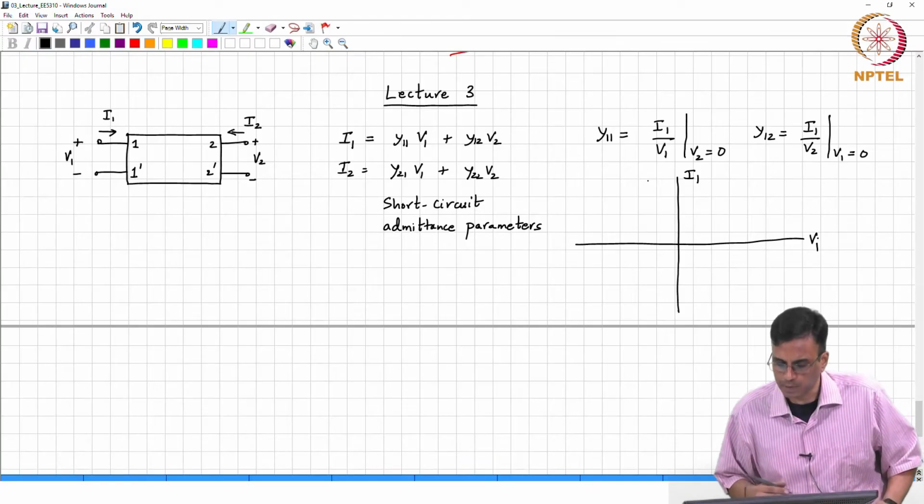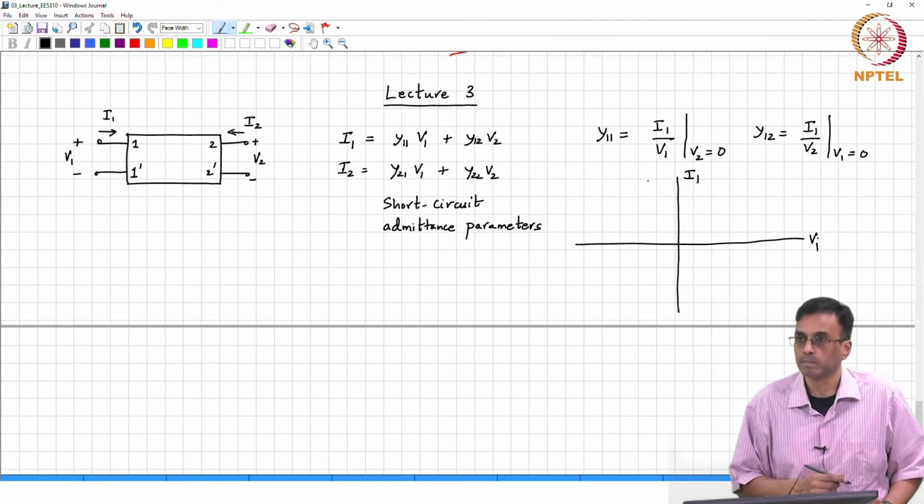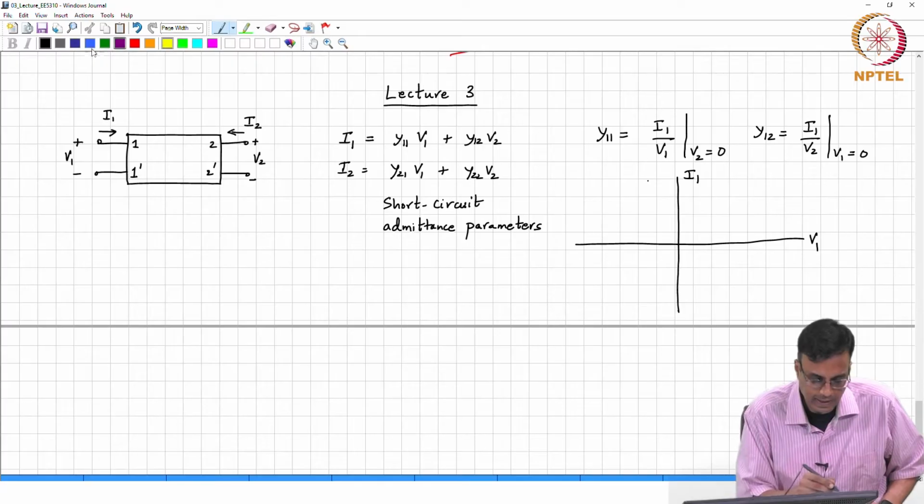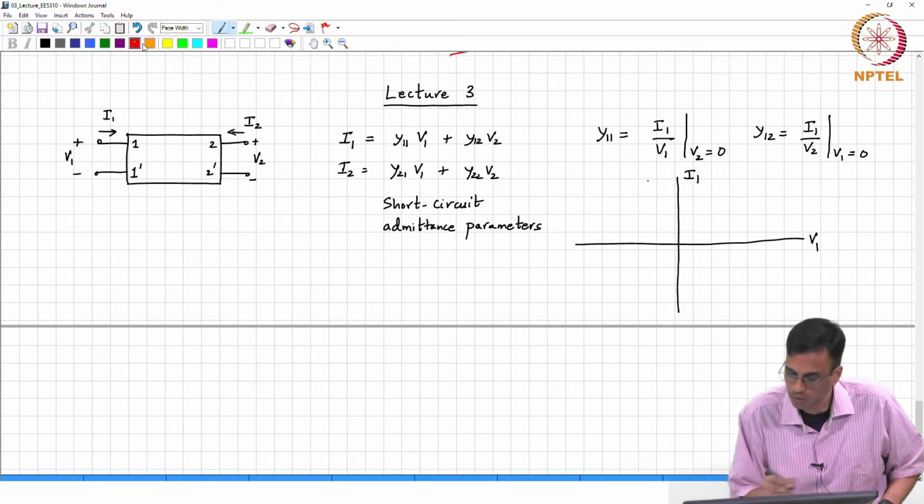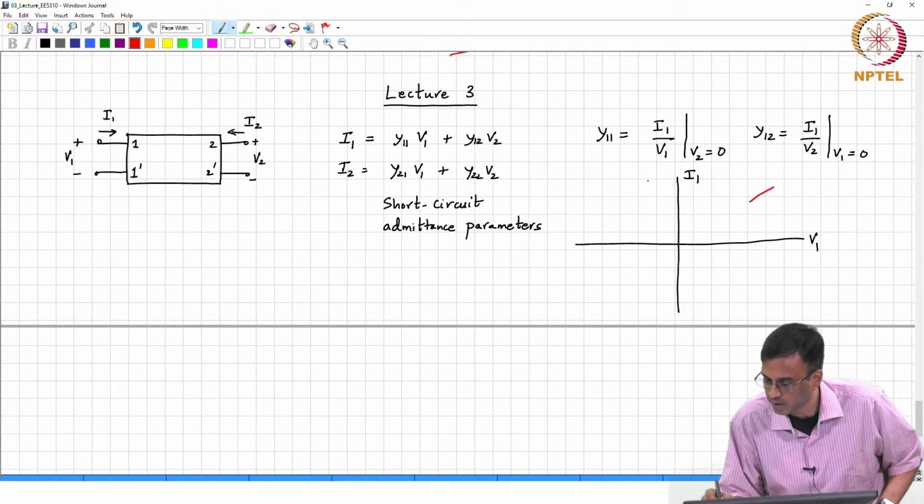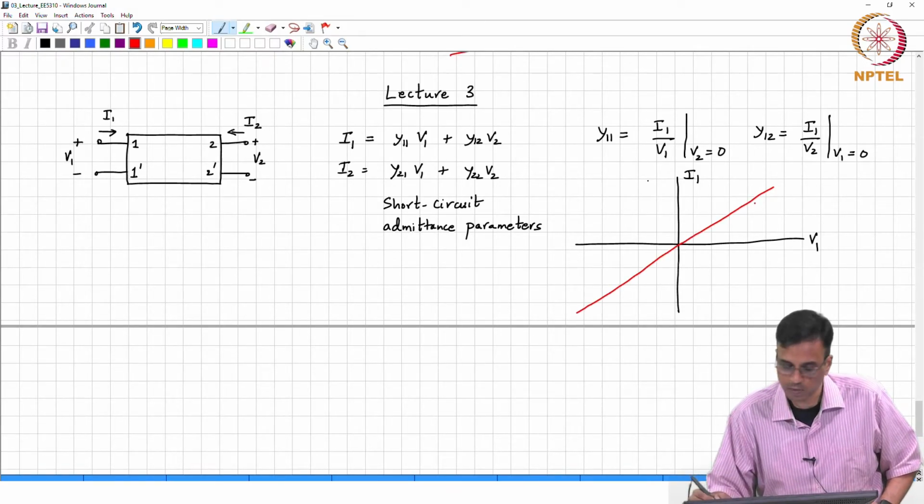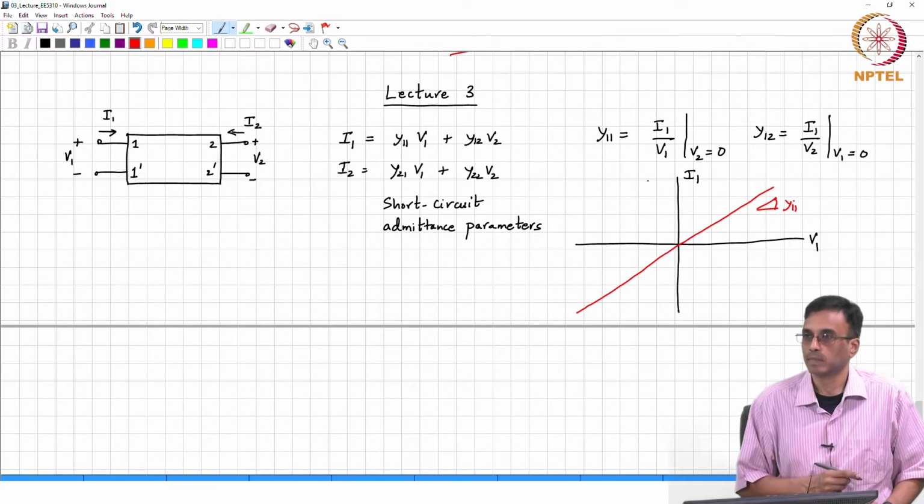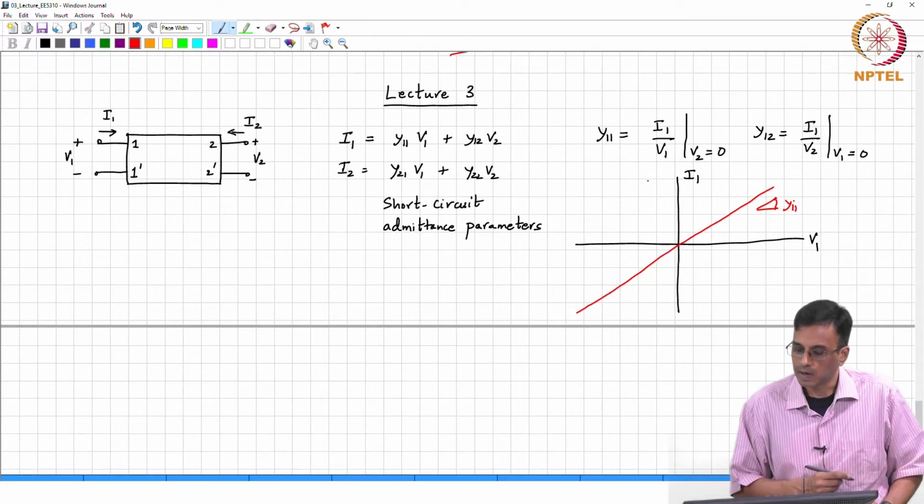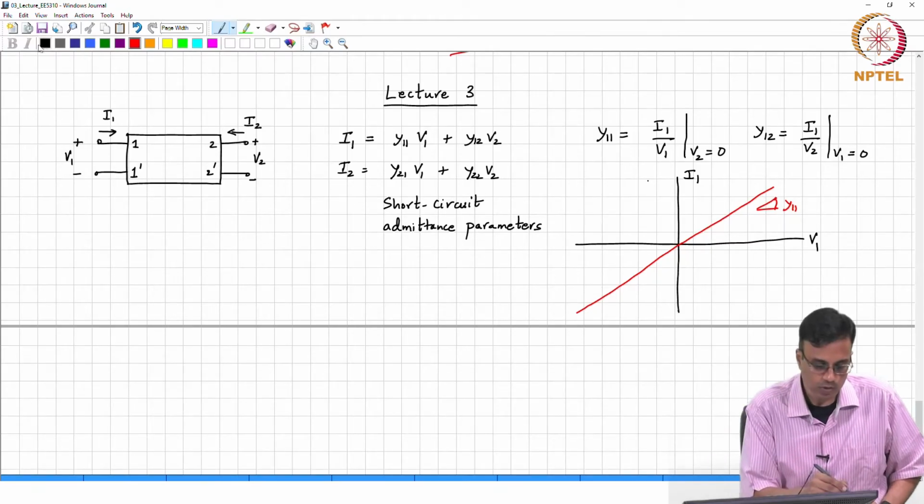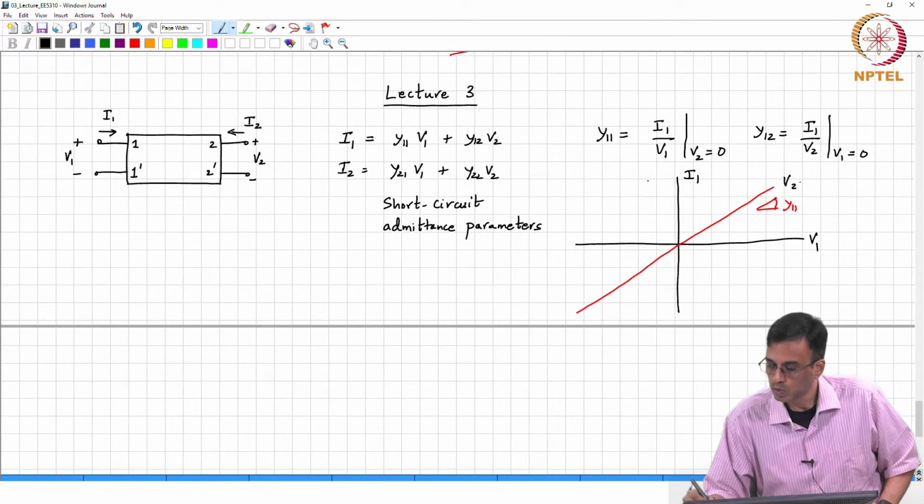And if I do make such a plot, what will I get? For, let us say, V2 equal to 0, what will you get? You will get a straight line passing through the origin. Just for argument's sake, I am going to draw a line like that. What is the slope of this line? The slope is nothing but y11. So this corresponds to V2 equal to 0.